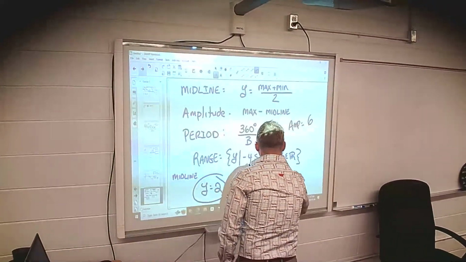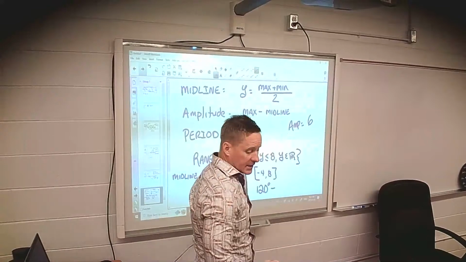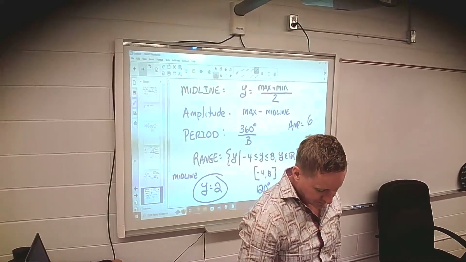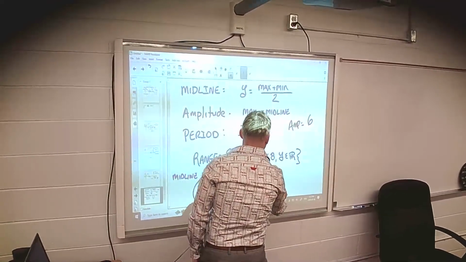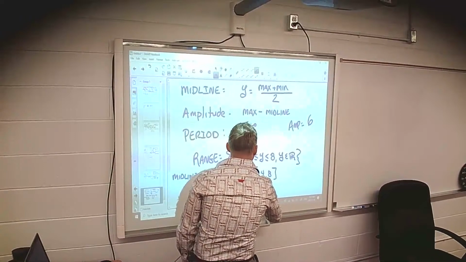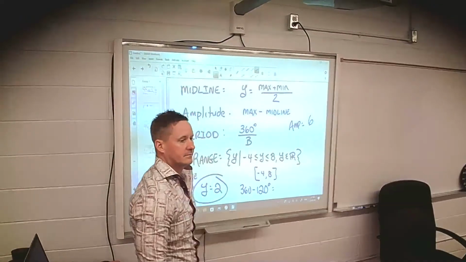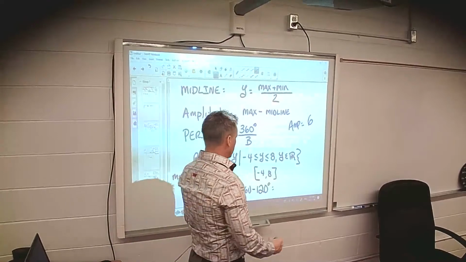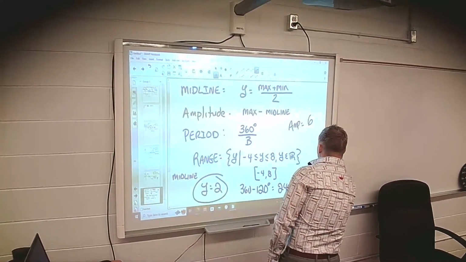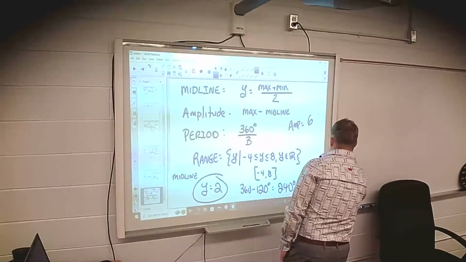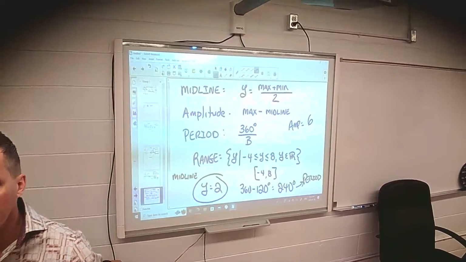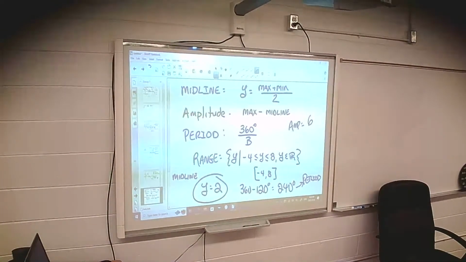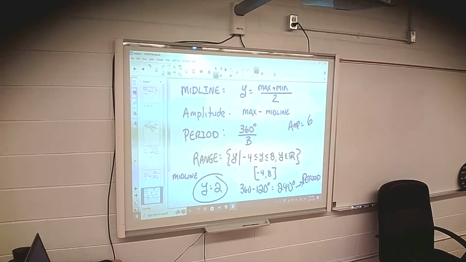120. Right on. 120 degrees. Where does it hit the second highest mark? 360. So I take 360 degrees, subtract 120 degrees. What does that equal? My period for that graph is 240 degrees. The period is how long does it take for it to repeat itself? In that case, I just go maximum to maximum, and it makes it the simplest. Okay?